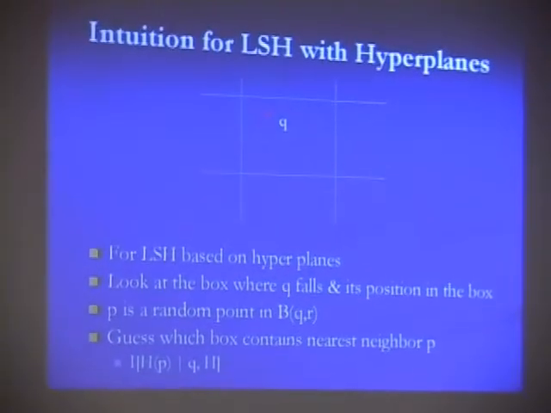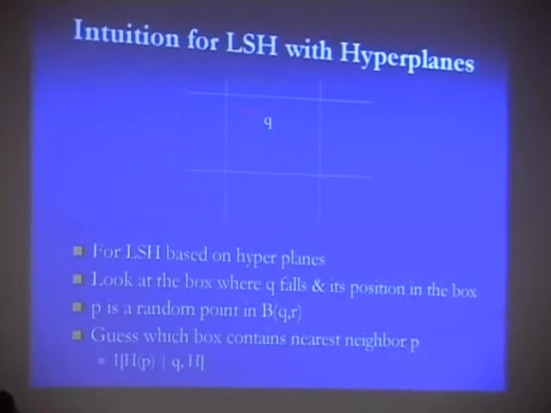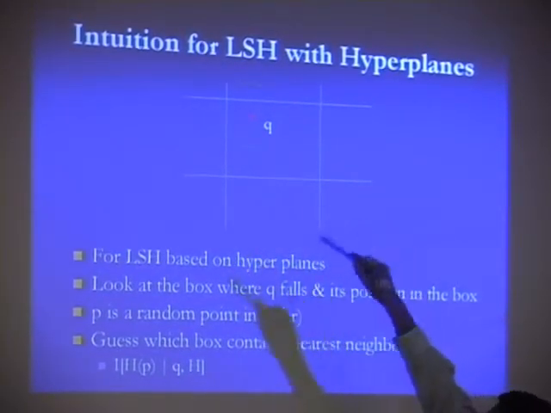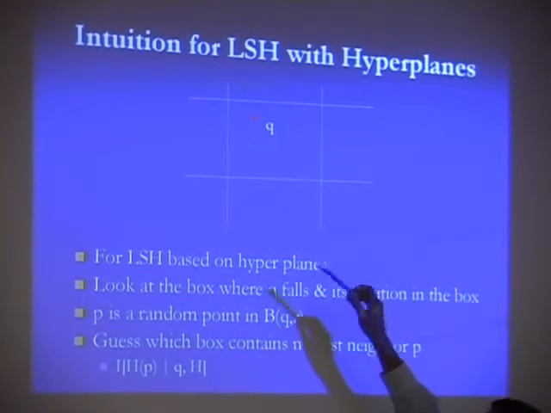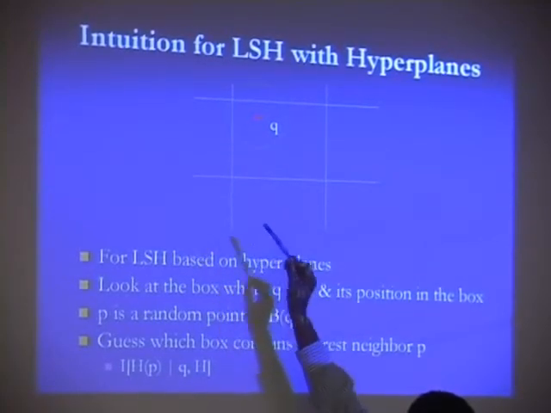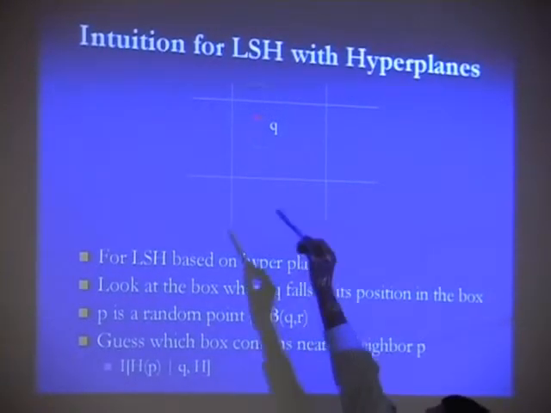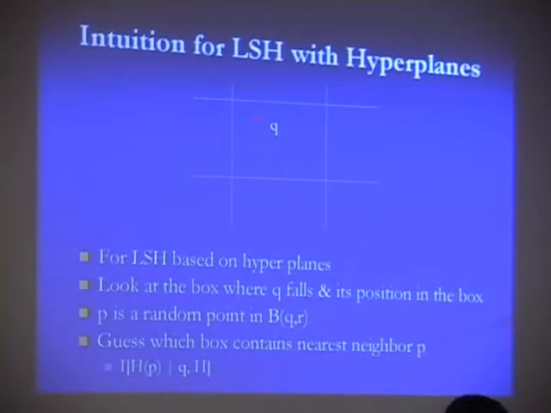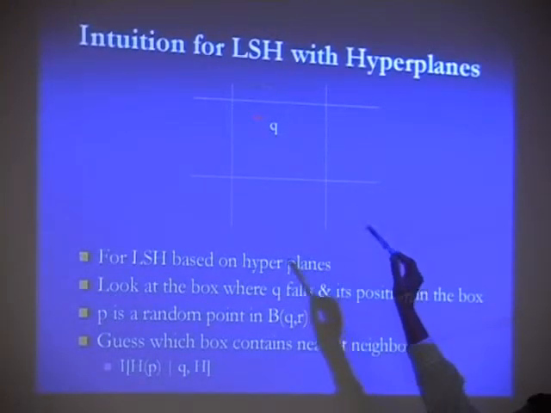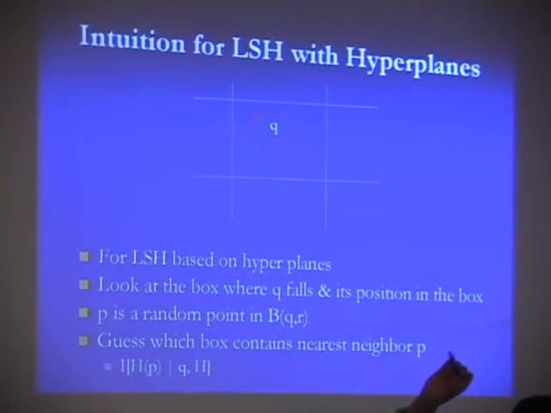So let's try to understand how many points you'll need to pick on the ball. Q is the query point, and these are the cells that you get by your hyperplanes. The nearest neighbor is some point on that ball because it is at distance r from the query point. And it is essentially a random point on that ball. Why is it a random point? Because these hyperplanes have random orientations. So you can think of the nearest neighbor as some random point on the ball. So how many random points do you need to query till you find some point in the same cell as the nearest neighbor?